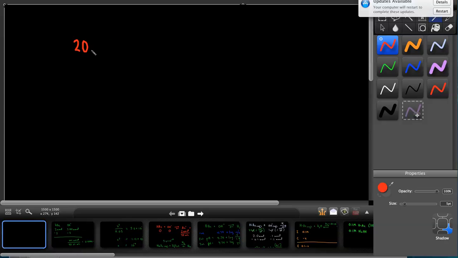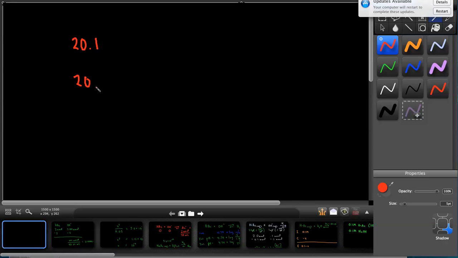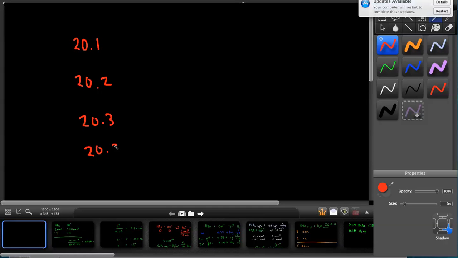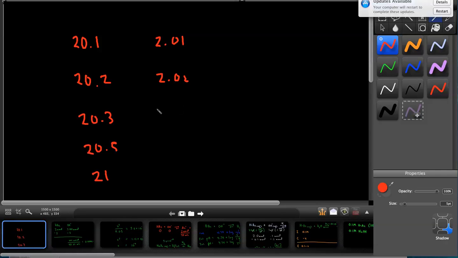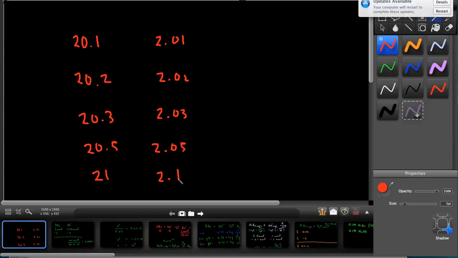So if I add 20.1, 20.2, 20.3, 20.5, and 21, I'll have an excess. Now these are volumes that I'm adding. In terms of millimoles, I'm adding 2.01, 2.02, 2.03, 2.05, and 2.1. In each case, I have to neutralize 2 millimoles of acid.